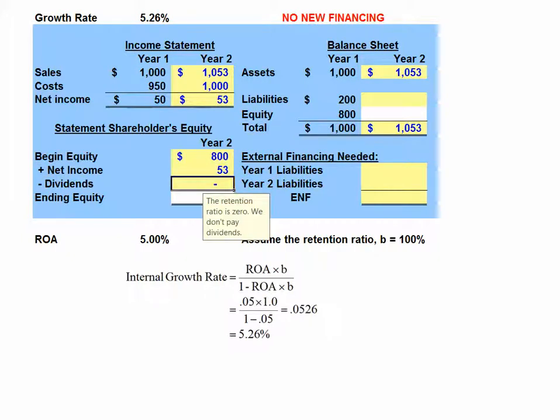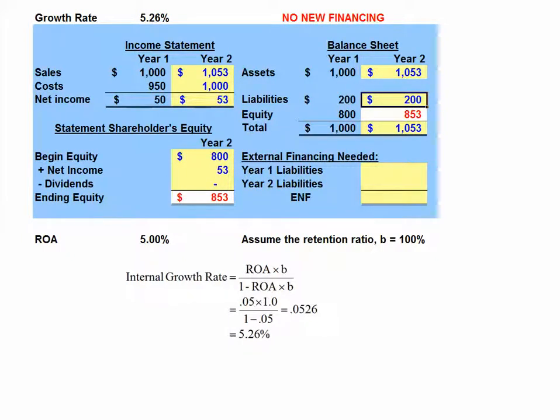Remember, our retention ratio is 100%, so we're keeping everything and reinvesting it in assets and not returning money to shareholders, which means our ending equity will be $853. And we can pick that up on our balance sheet. Now, our plug, the number we need for liabilities to keep our balance sheet balancing, is simply the $1,053 minus the $853, or $200 in liabilities.